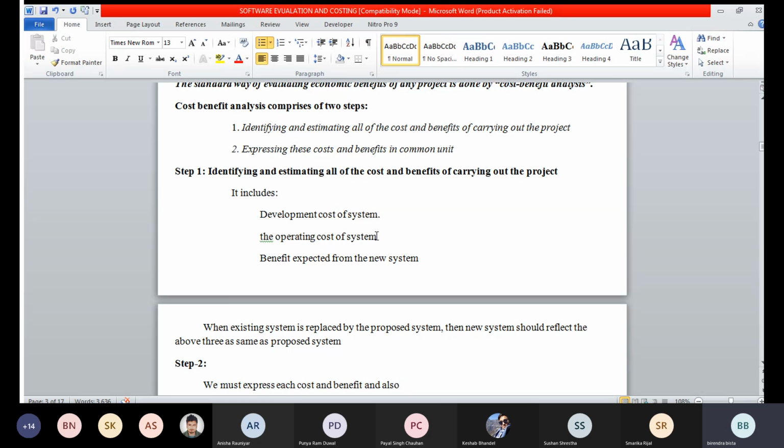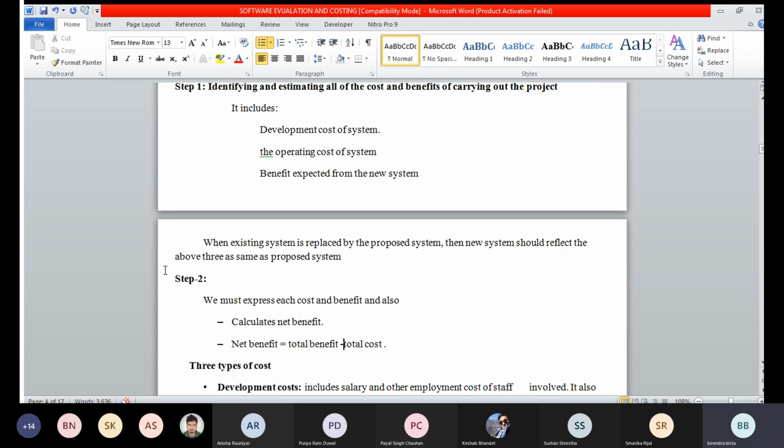This includes development cost, definitely the cost needed to develop the thing, the operating cost, and the expected benefit from the new system. I gave you an example of a hydropower project that may need 10 years for completion, and after that it may operate for the next 30 years. So for the next 30 years we need to find the operating cost and definitely the return I am going to get from the project.